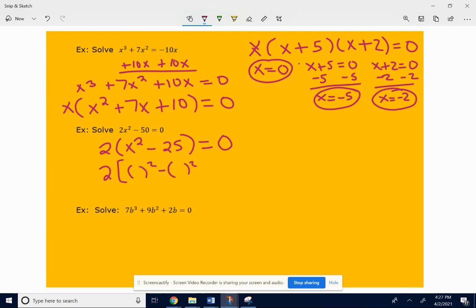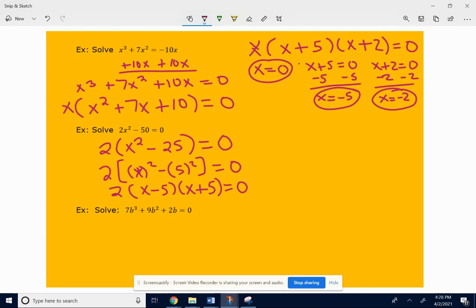So I'm going to try to make it fit. Something squared minus something squared. Okay, x squared and 5 squared. So that works. x squared minus 5 squared ends up factoring to x minus 5, x plus 5. So my completely factored equation is 2 times x minus 5 times x plus 5 equals 0.